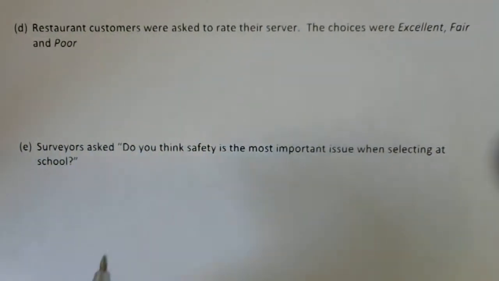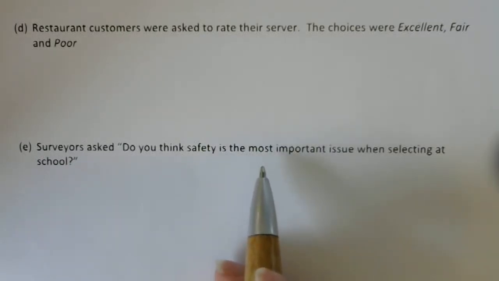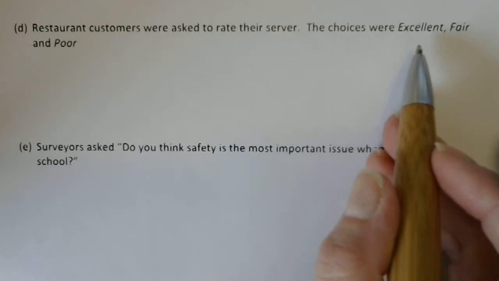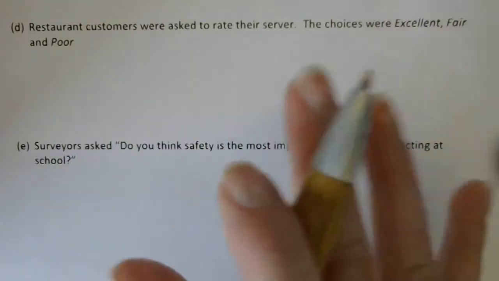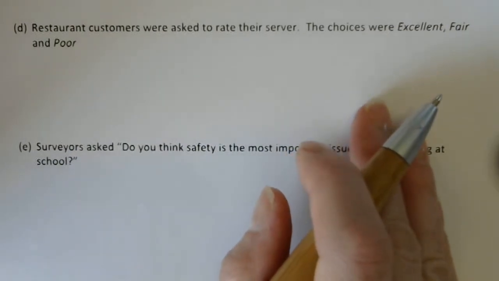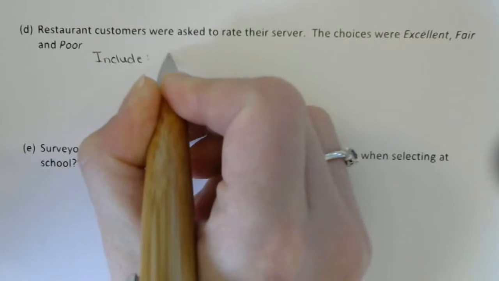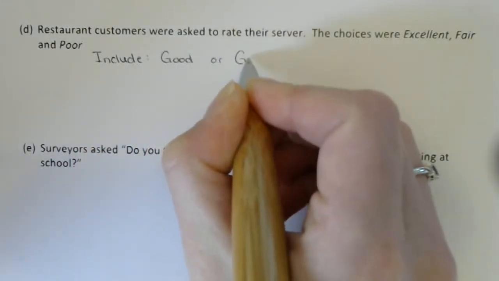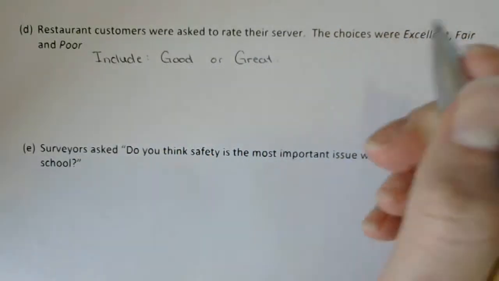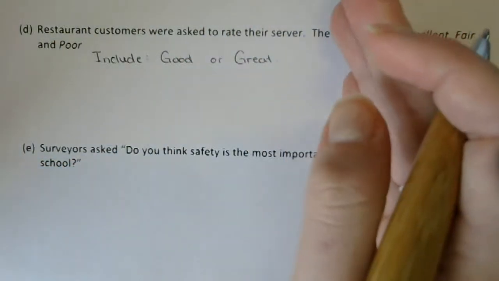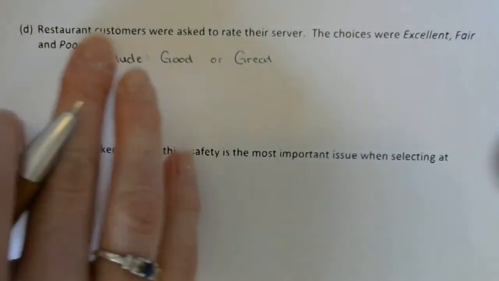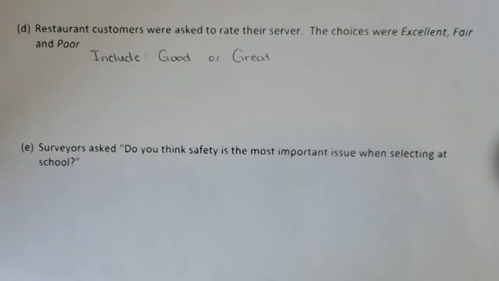Okay. Next one. Restaurant customers were asked to rate their server. The choices were excellent, fair, and poor. So to me, this is not a full set of ratings. Someone who's doing excellent is doing perfect, and someone who's doing fair and poor is not doing that well. So I think we need to include something like good or great, or some sort of number scale, on a scale of 1 to 5, 5 being excellent and 1 being poor. Where would they lie? And that way it gives them the in-between as well.